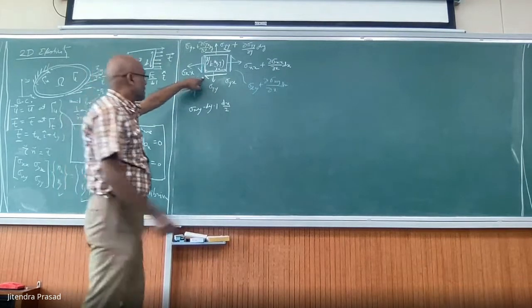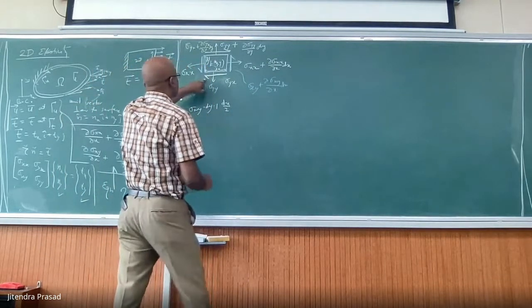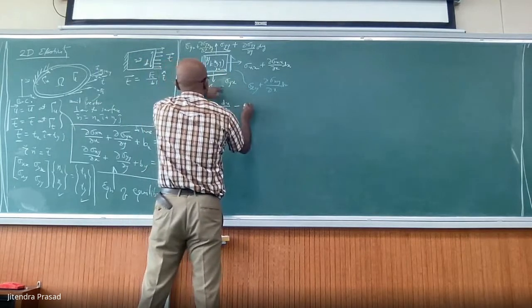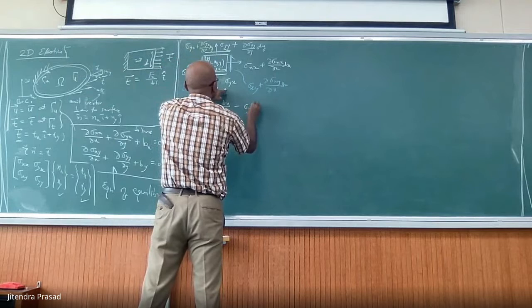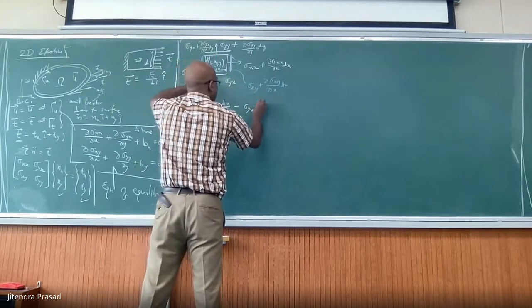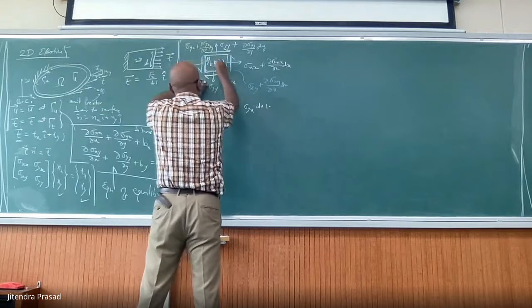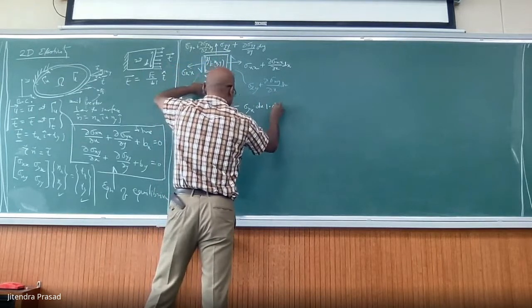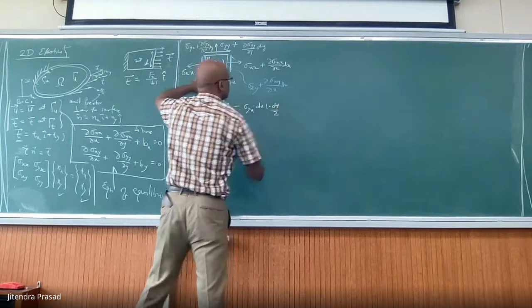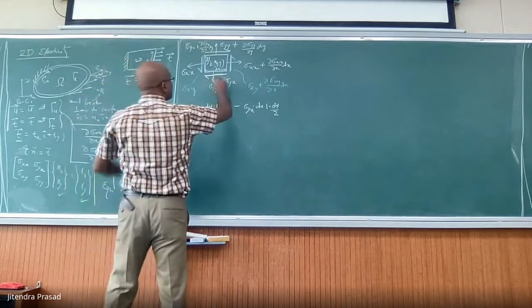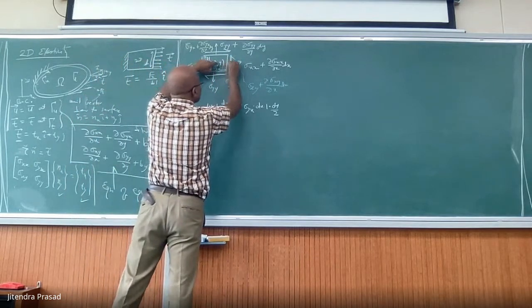Got it? So we have that. Then minus this term: sigma yx multiplied by, again, dx multiplied by 1, and then the distance from here to here, which is dy divided by 2. So we have that.